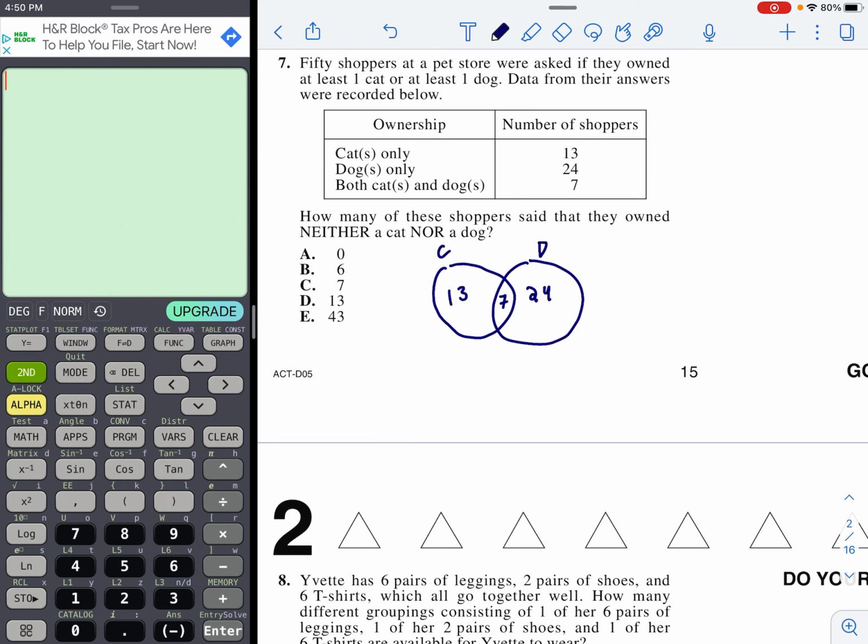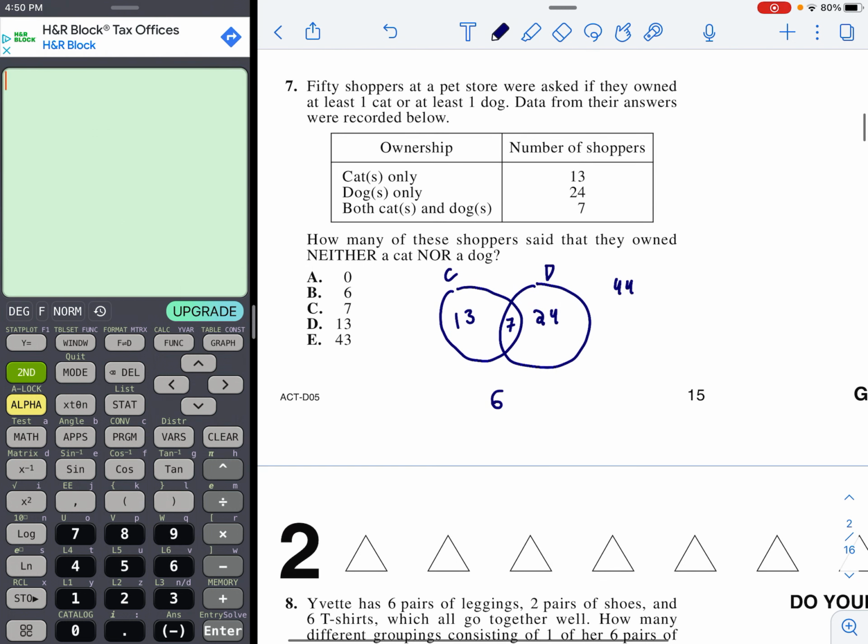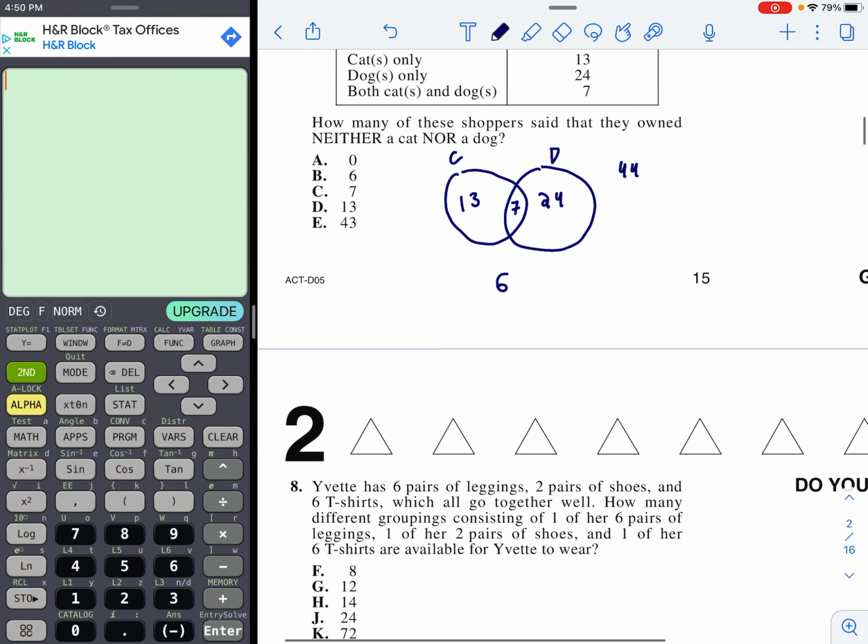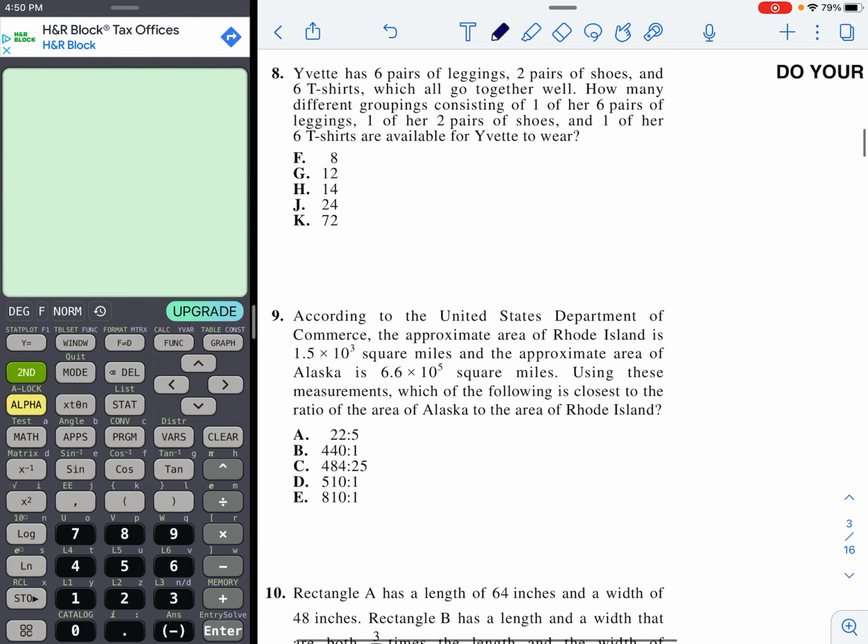And so if you add these numbers up, they give you everyone except people who own neither. So if we add these up, this is 20 plus 24. We've got 44 people represented in the chart. However, there are 50 shoppers. That means there must be 6 people hanging outside here who own neither a cat nor a dog. Answer choice B.